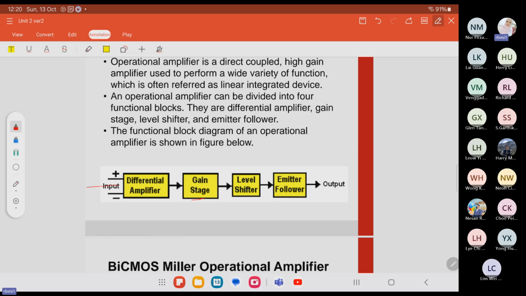Okay, next is the level shifter. The level shifter is used to adjust the DC voltages so that the output signal is referenced to the ground. And finally it goes to the emitter follower. The output stage of the op-amp contains mainly an emitter or source follower circuitry which has a class A, B, common collector or common source. Okay, for the classes of amplifier, we have class A, class B, class AB, and class C. That one we will discuss in tutorial 3.